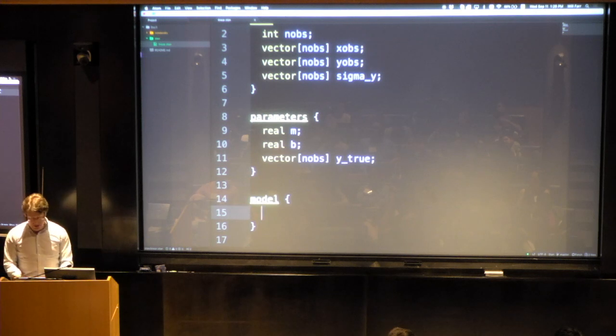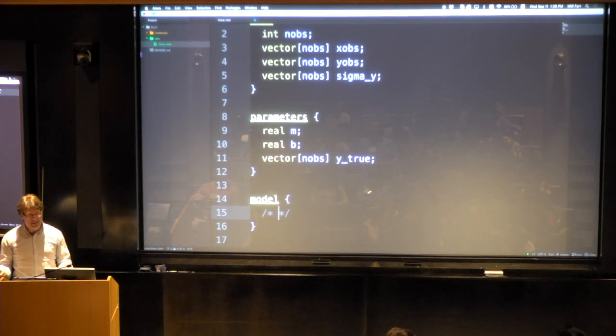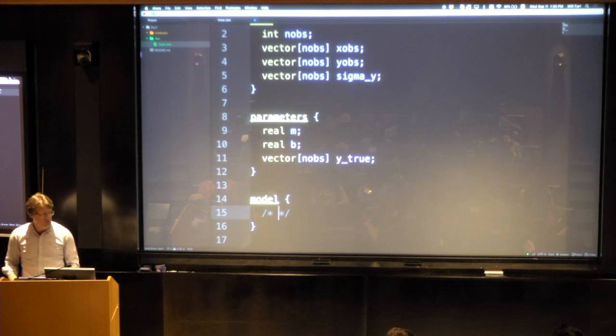Okay, so I'm going to just make a note. If I don't say anything, right, a flat density is just constant. So if I don't write down anything for the density for M or B, it's just flat.